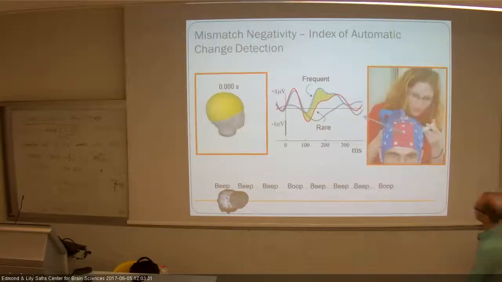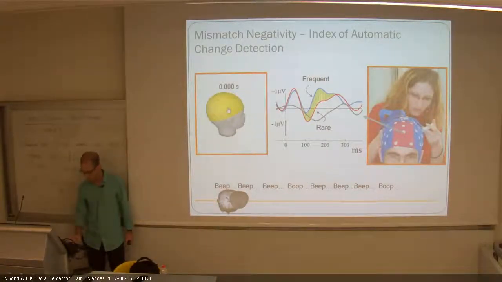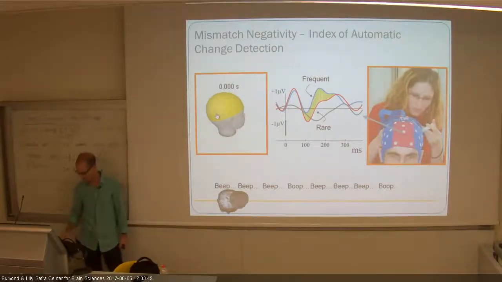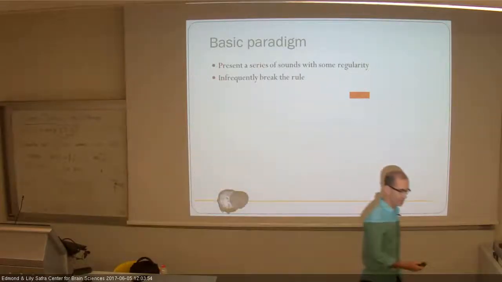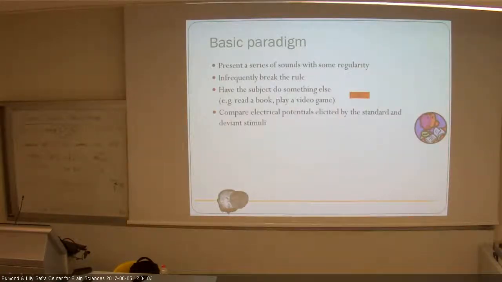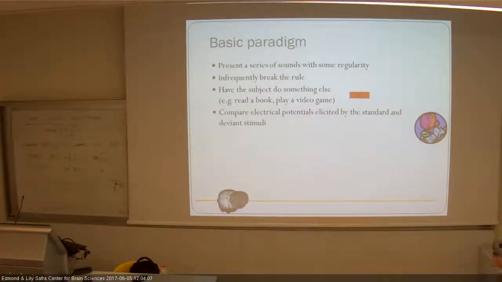This is the topography of the response, and this short movie, which doesn't work, should have shown you the distribution. Anyhow, it's negative here, and it's positive over here, which is typical of auditory responses. So the basic paradigm is this. Present a series of sounds, infrequently break the rule, have the subject do something else, compare the electrical potentials between these two stimuli, and get your response.